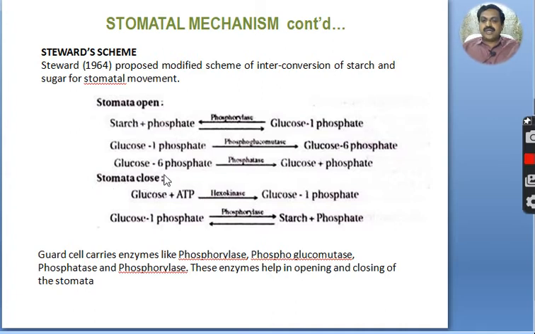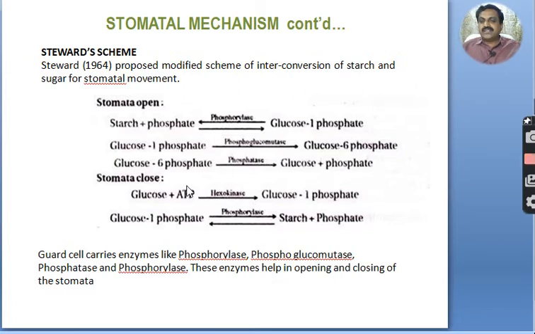How does stomata close? Look at this third reaction. During daytime, glucose is present in the guard cell in the presence of light. This glucose reacts with the ATP during night, where glucose 1 phosphate is formed. In adenosine triphosphate there are 3 phosphorus groups. 1 phosphorus group gets attached to the first carbon atom of glucose, whereby it is converted into glucose 1 phosphate. Look at this, and ADP gets released.